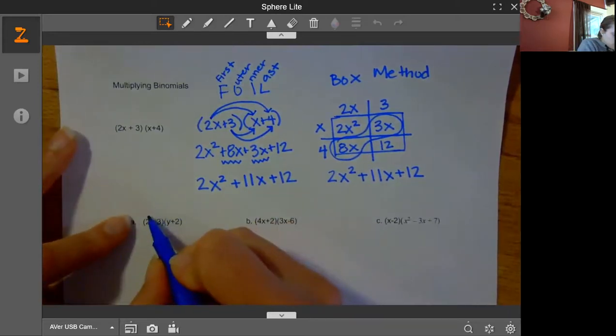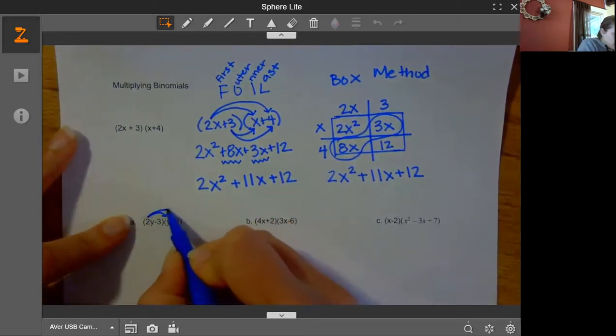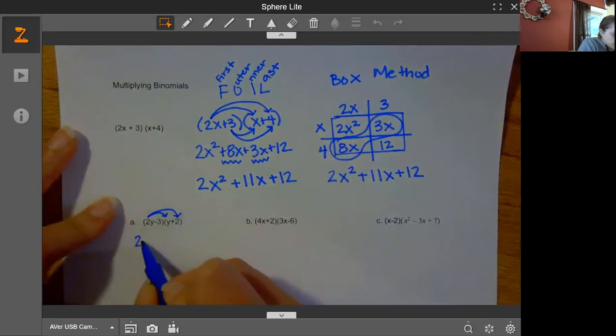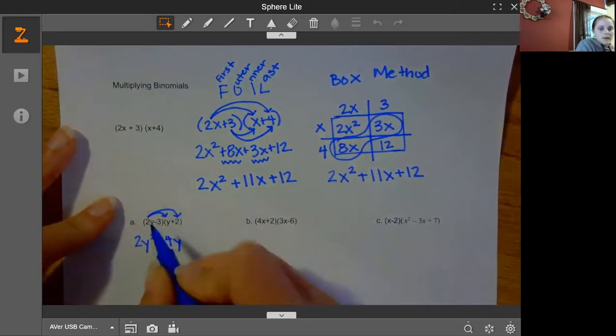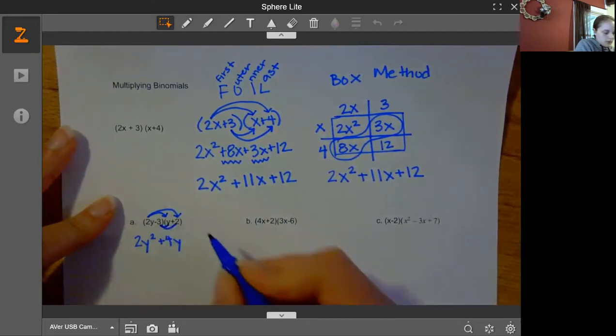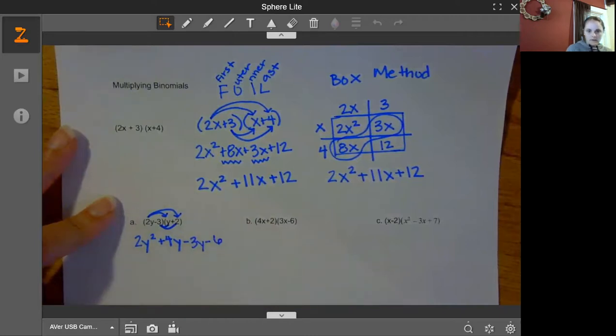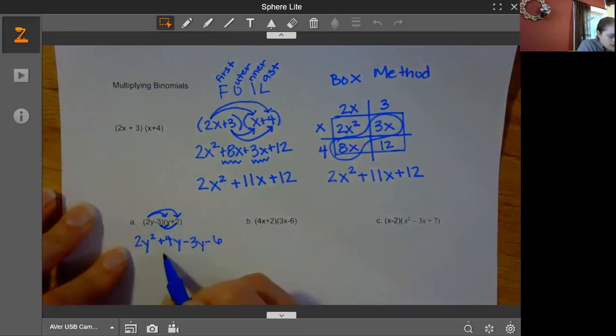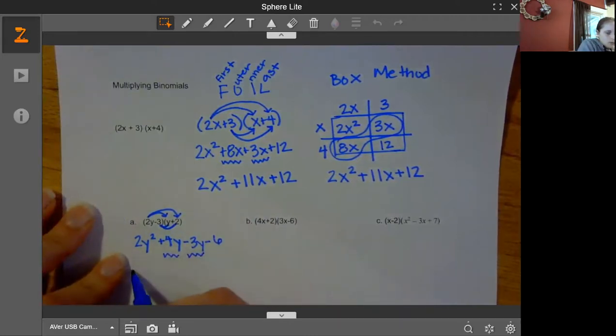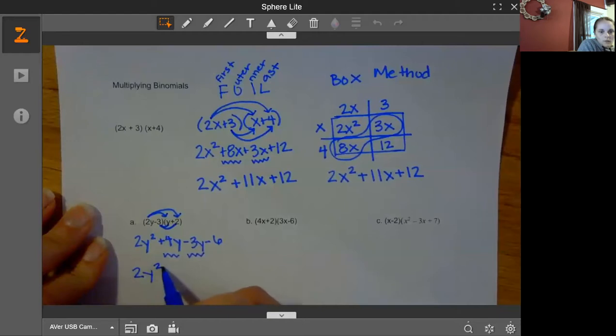I'm going to distribute 2y to both of these. So I get 2y squared plus 4y. And then I'm going to distribute this negative 3 to both of these. Okay, so minus 3y and minus 6. Okay, so combine my like terms here in the middle. So 2y squared plus 1y minus 6.